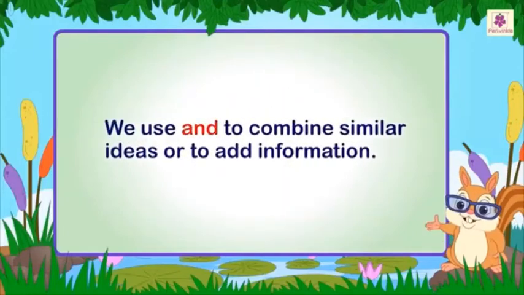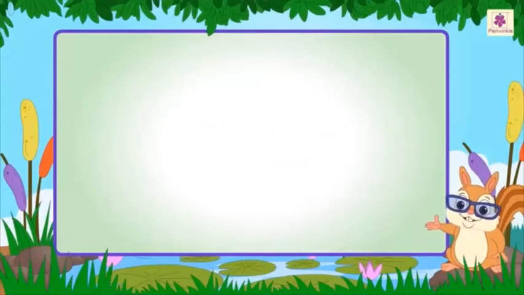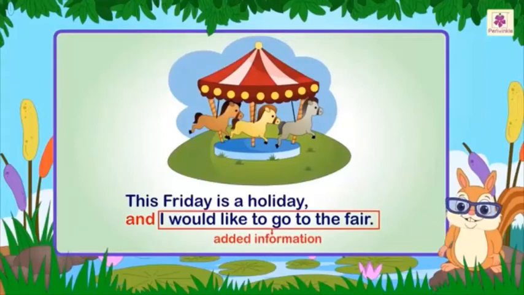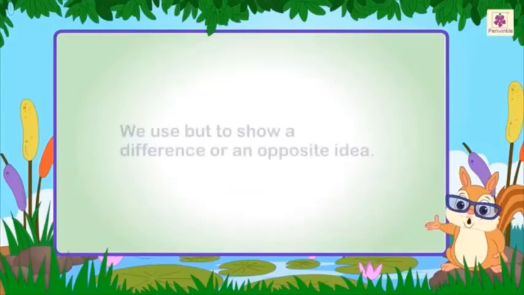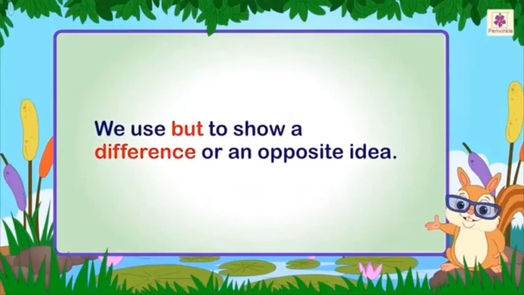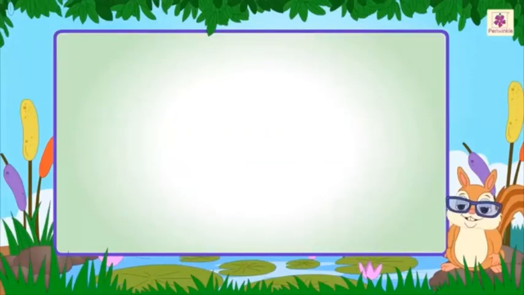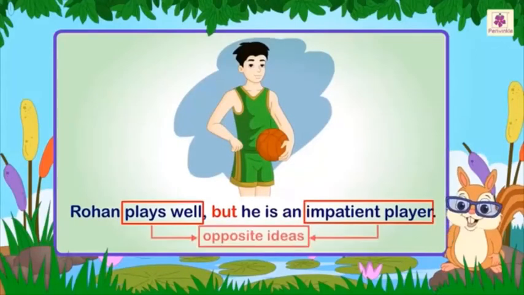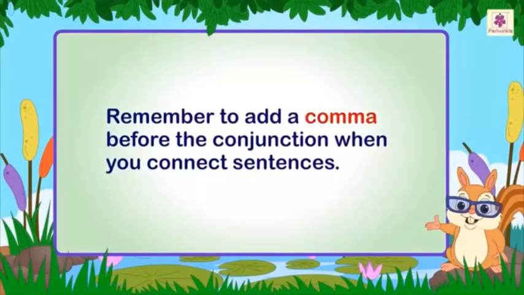We use and to combine similar ideas or to add information. For example, this Friday is a holiday and I would like to go to the fair. We use but to show a difference or an opposite idea. For example, Rohan plays well, but he is an impatient player. Remember to add a comma before the conjunction when you connect sentences.